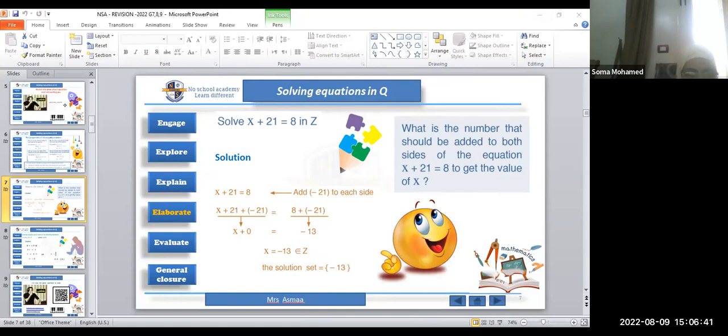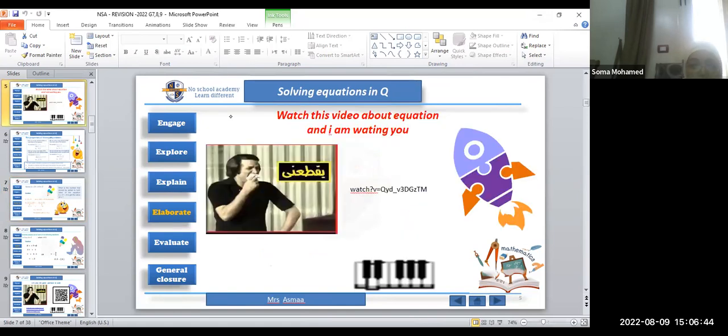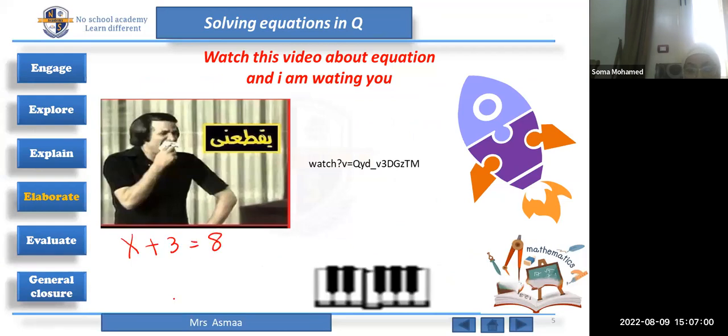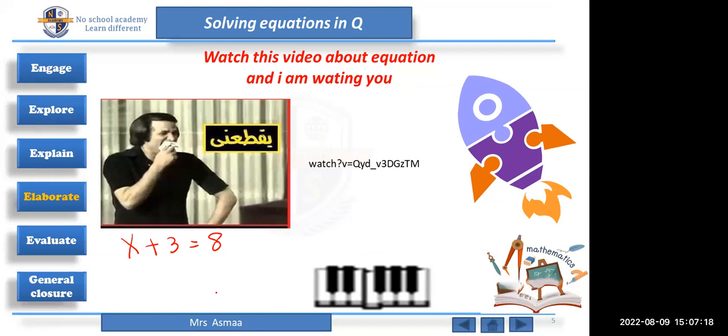At the end of the session yesterday, we took a video on how we can solve the equation. Do you remember? How can I solve the equation if I have an equation like this: x plus 3 equals 8? Who can tell me how I can get the value of x? What shall I do, Sajid?